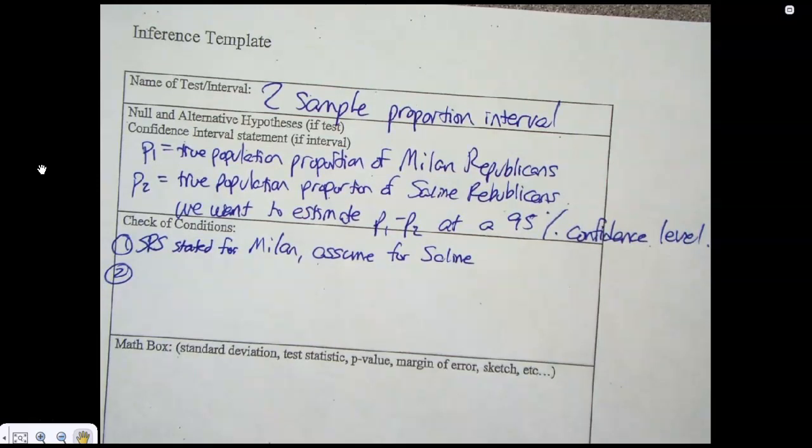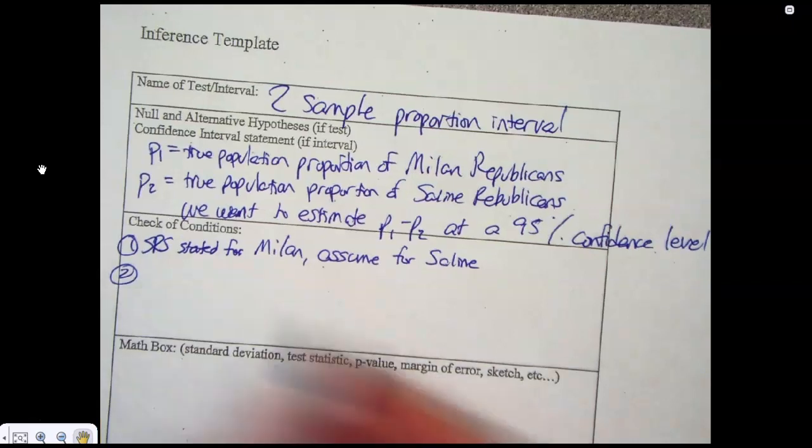And then I got a couple different ways I can write out. My job here is to show that 100 is less than 10% of all voters in Myelin, and 150 is less than 10% of all the voters in Selene. You can do it math-wise, or you can write it out in sentences. I'll try to show both.